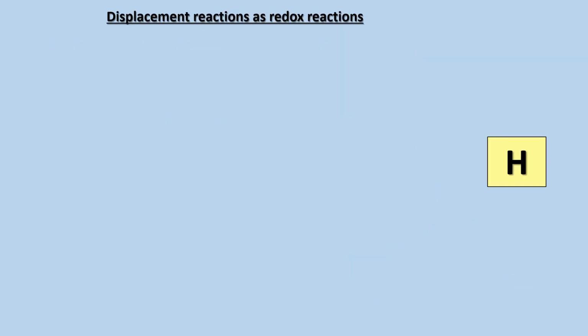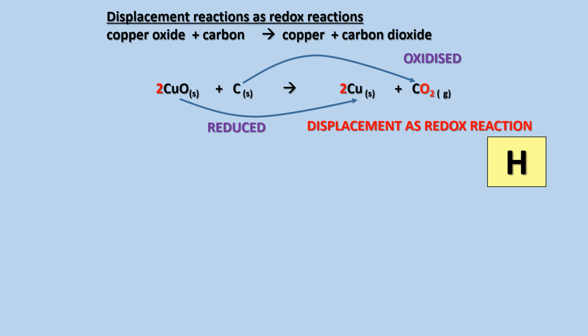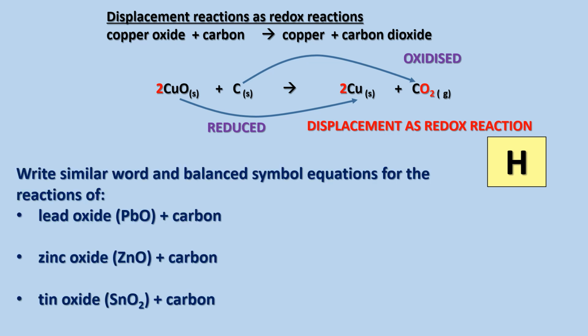Okay, displacement reactions as redox reactions. So we can use carbon to extract metals from their compounds. Copper oxide plus carbon goes to copper plus carbon dioxide. The carbon is oxidized to carbon dioxide. The copper oxide is reduced to copper. Displacement is a redox reaction. This time we're talking about loss and gain of oxygen as well as loss and gain of electrons.